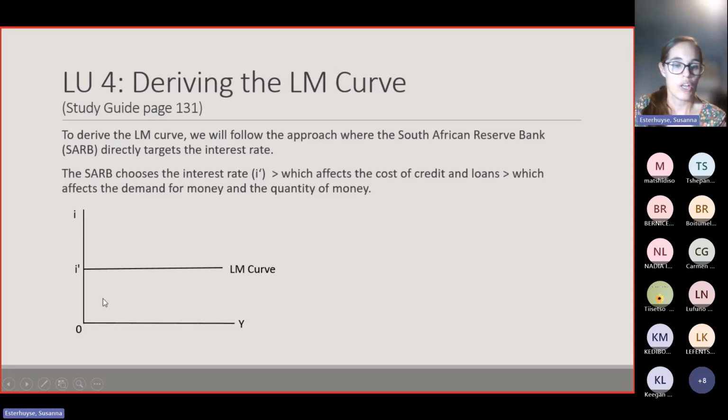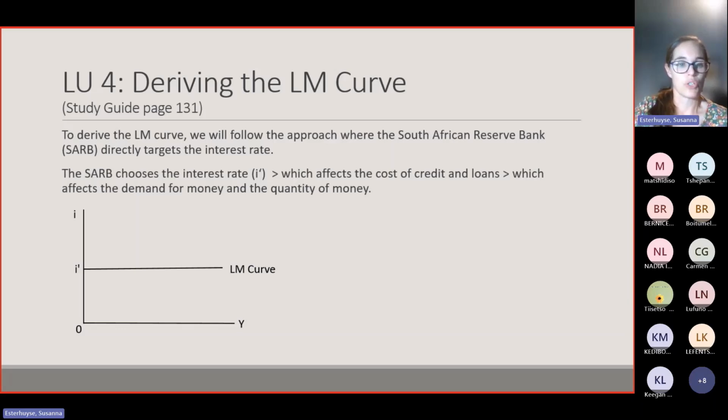I don't know if some of you are repeating this course. In the past, you would have seen your LM curve was upward sloping like this. And the reason for that was that we didn't use the model based on the approach used by the South African Reserve Bank. It was based on the change in the level of output and income and how that affects your money demand.